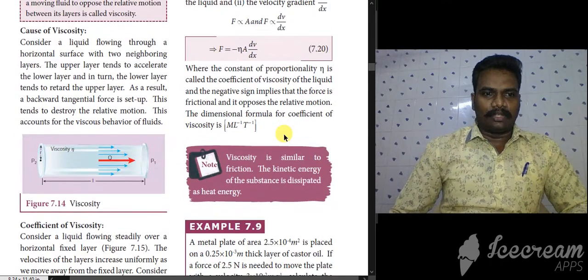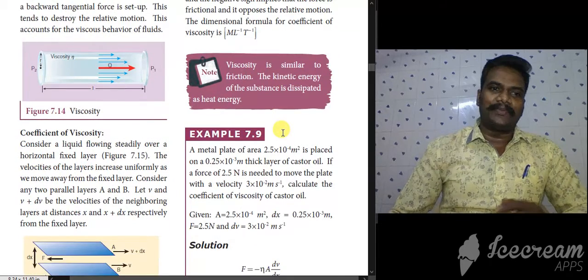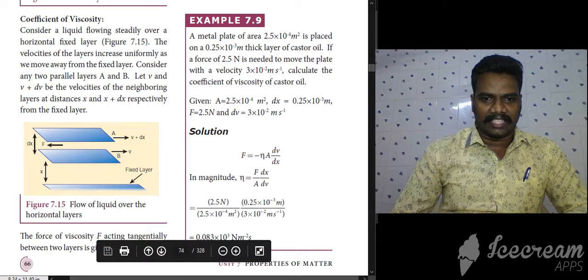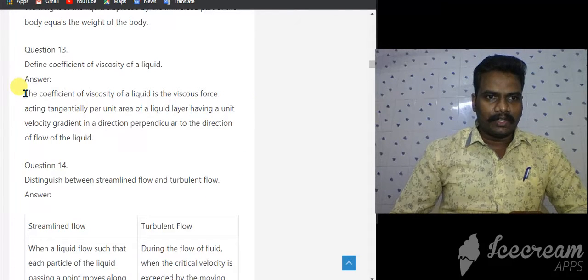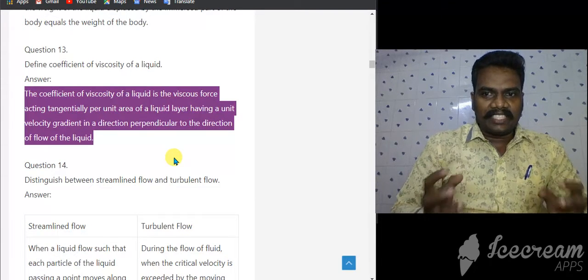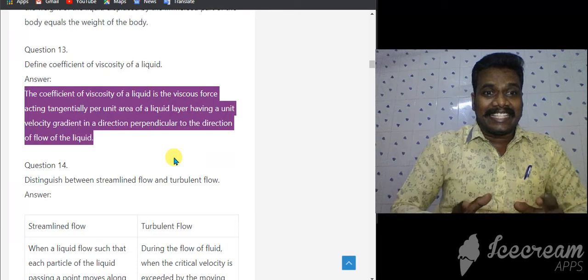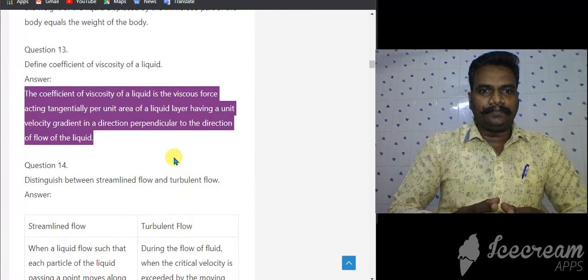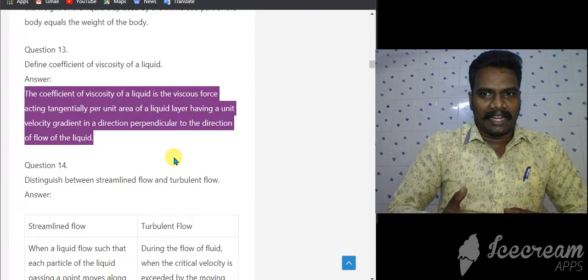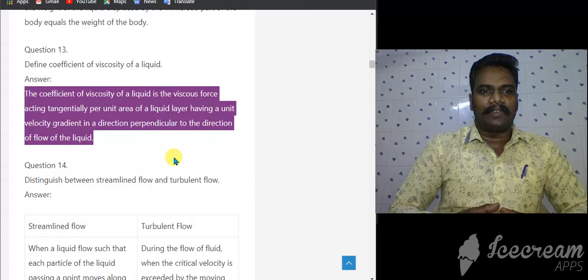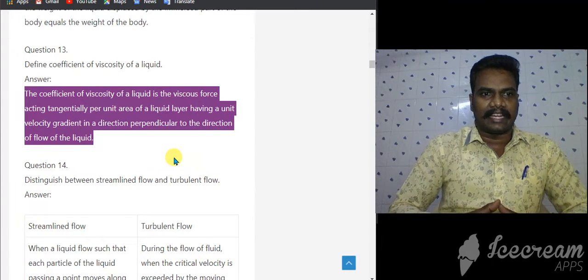Then the next topic is coefficient of viscosity. What is the meaning of coefficient of viscosity? The definition is: the coefficient of viscosity of a liquid is the viscous force acting tangentially per unit area of a liquid layer having a unit velocity gradient in a direction perpendicular to the direction of flow of the liquid. Once again, repeat the statement.